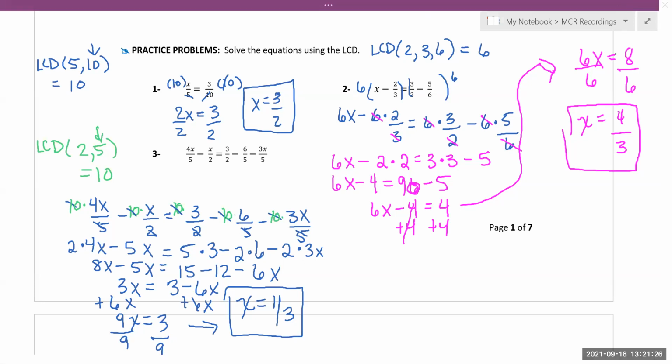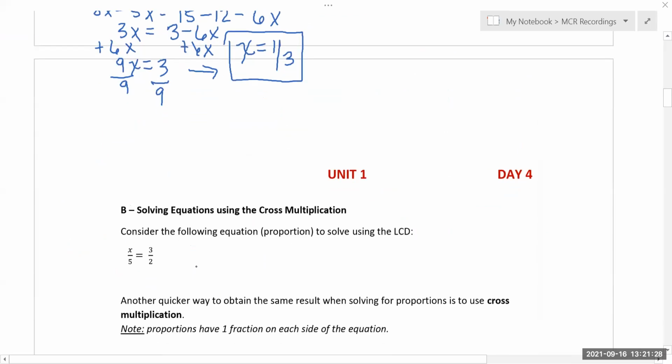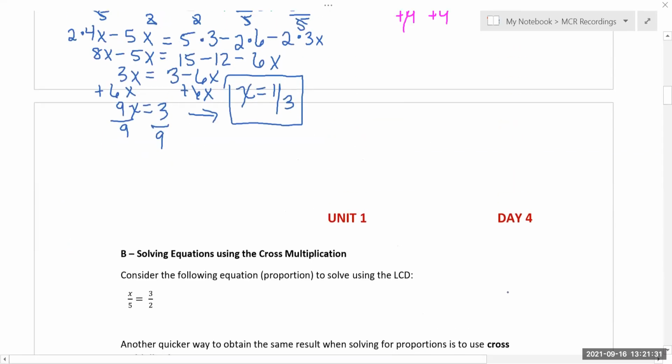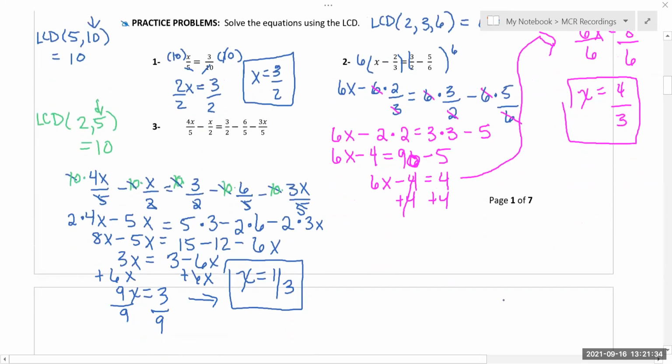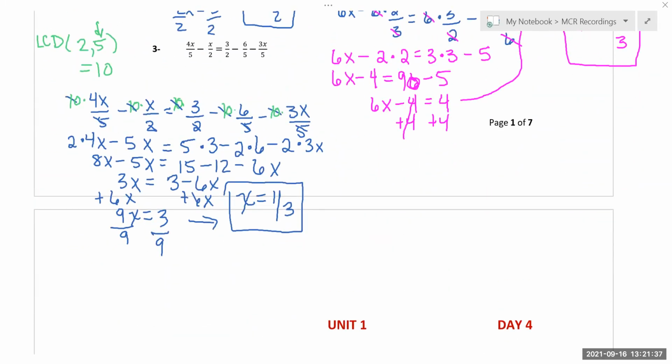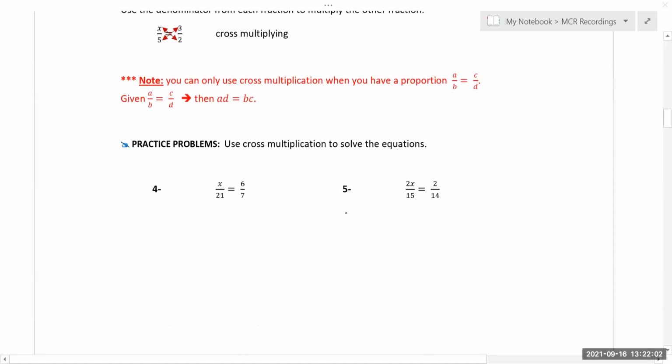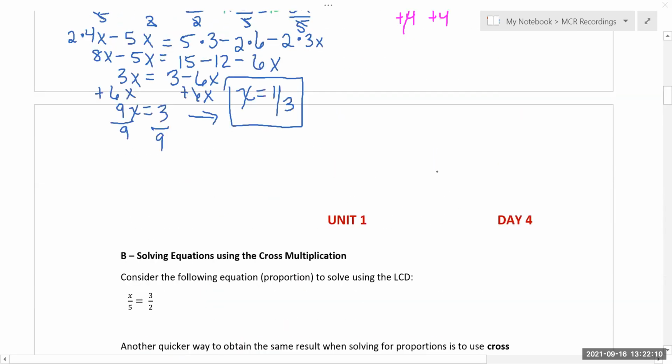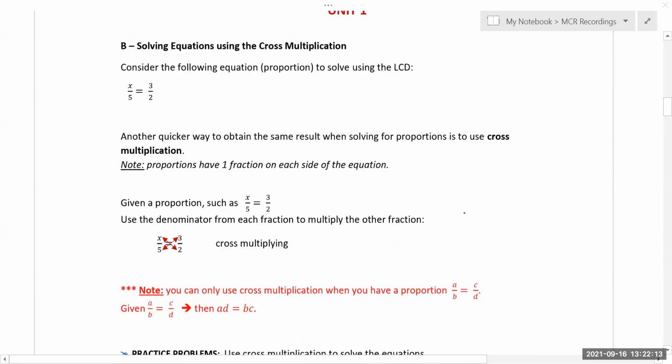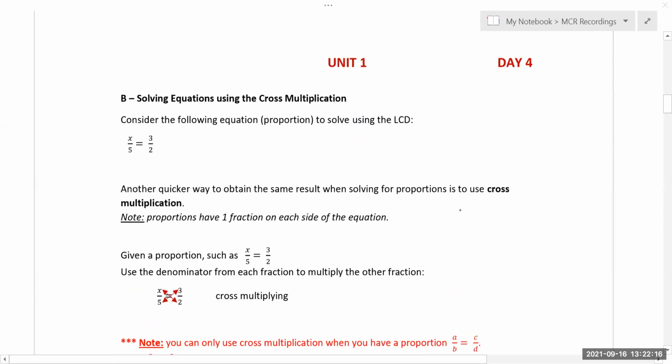All right, go down and try questions 4 and 5 now. Which are down here, but then I also want you to look at the special type these are. If it's a fraction equals a fraction, and there's none of the plus minuses like there was up here, we can actually take a little bit of a shortcut that's called cross multiplication. So it can only work if you've got a proportion, which is a ratio equals a ratio like this one.